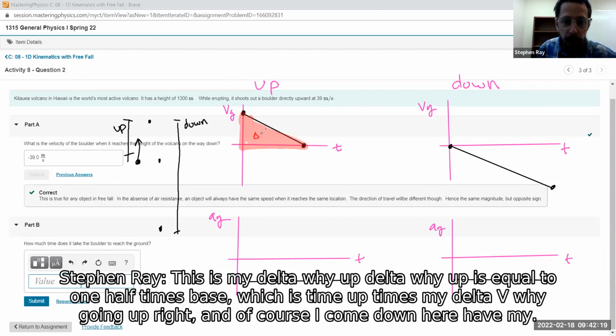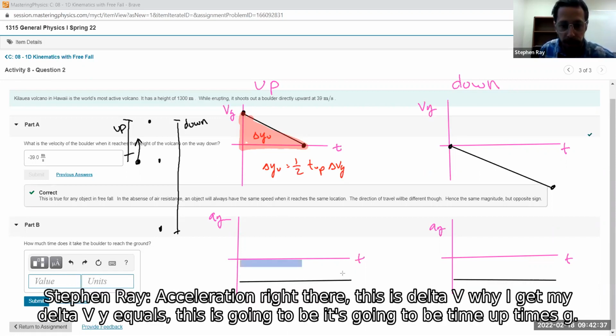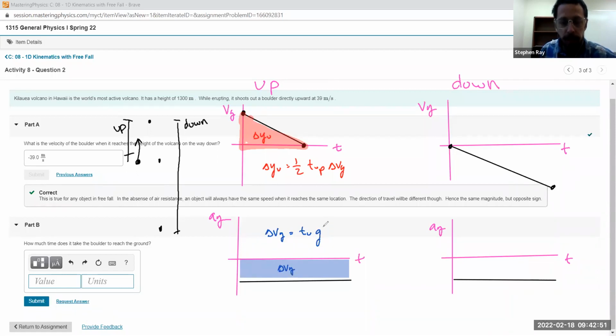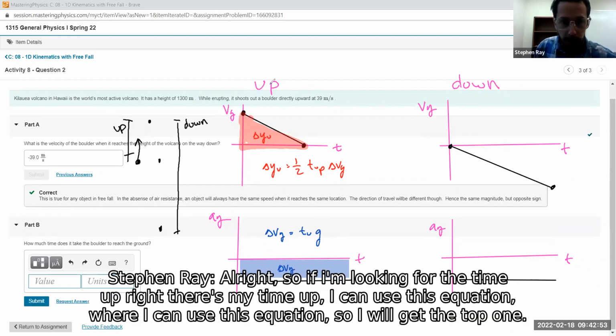This is my delta y up. Delta y up is equal to 1/2 times base, which is time up, times my delta vy going up. And then of course, if I come down here, I have my acceleration right there. This is delta vy, and I get my delta vy equals time up times g. All right, so if I'm looking for the time up, I can use this equation or I can use this equation.